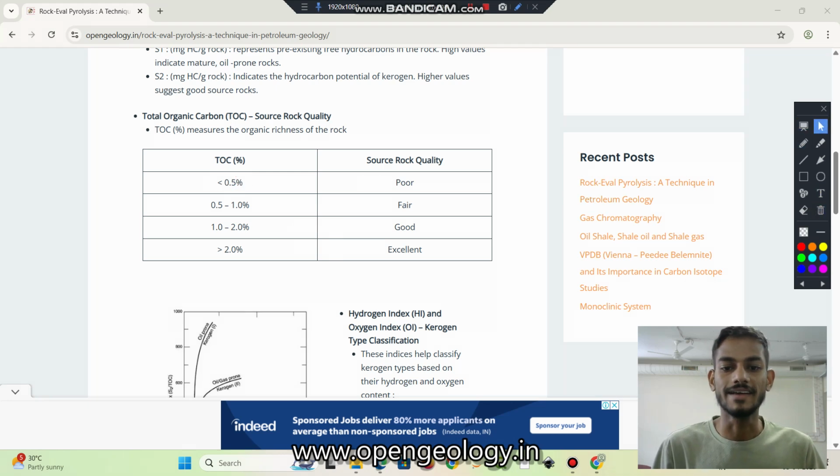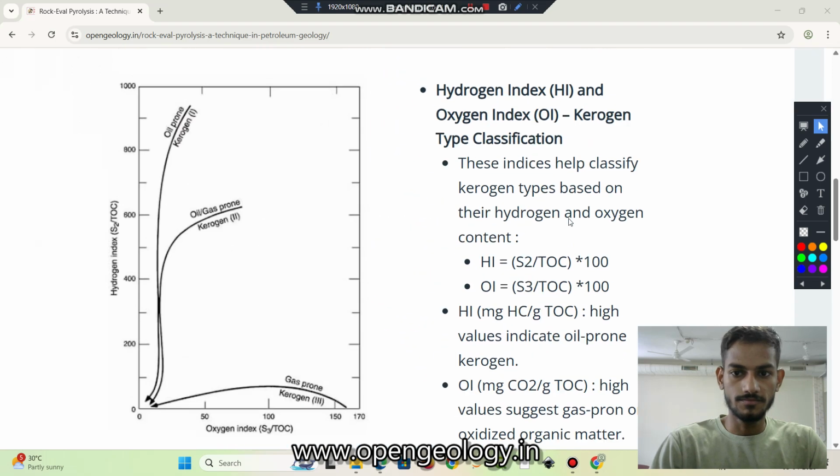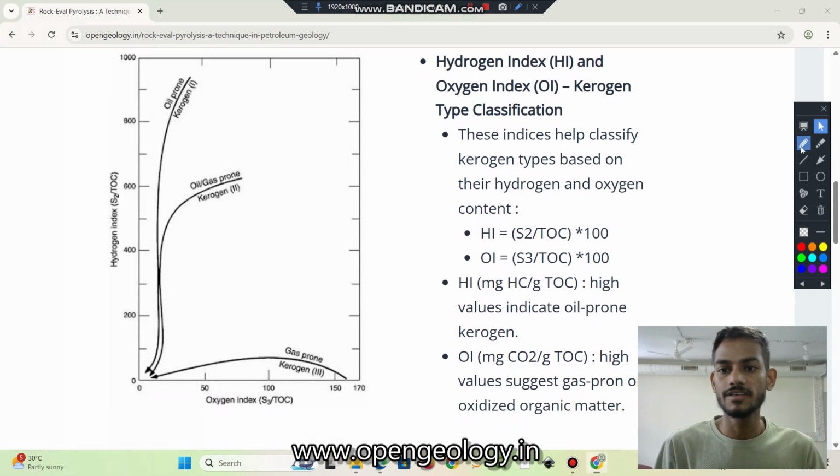Based on these S1 and S2, what can we derive? Let me zoom into this part first. Okay, now it is better. We have two indexes, HI, that is the hydrogen index, and OI, that is the oxygen index. These two indexes are used for the classification of kerogen type. So let us see how they are calculated. HI is calculated by S2 divided by TOC, that is total organic carbon, times 100.